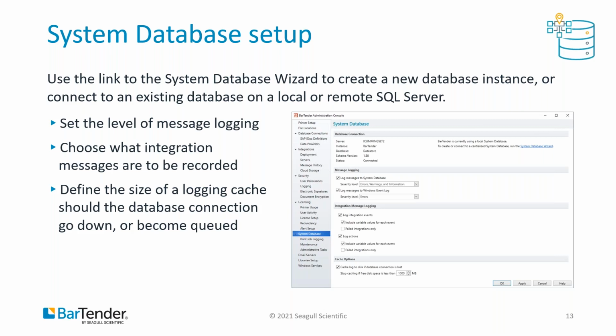In the system database setup, as you can see, you can set up the level of message logging that you wish to perform, and we'll be looking at that later. You can choose to record integration messages. So if you're making use of the integration platform for automated label printing, you can choose to what level of message logging you wish to make.